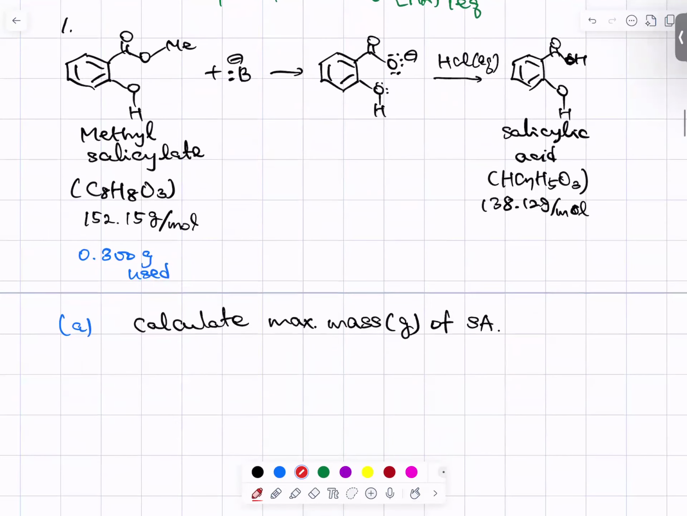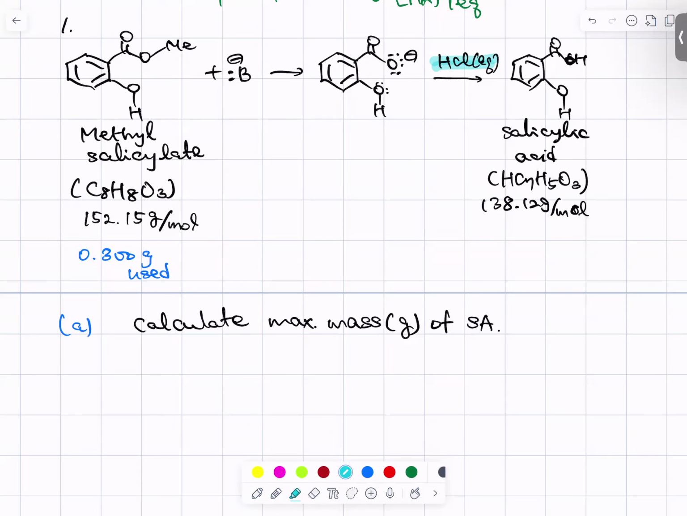This problem is describing methyl salicylate. Methyl salicylate is a reactant, and with a stoichiometric amount of base, which is not specified in this problem, it leads to forming a carboxylate, and then an acidification step. The problem doesn't mention what kind of acid was used for acidification, but usually we use hydrochloric acid, so I assumed hydrochloric acid was used, and the carboxylate will be protonated, forming a carboxylic acid. The final product is salicylic acid.